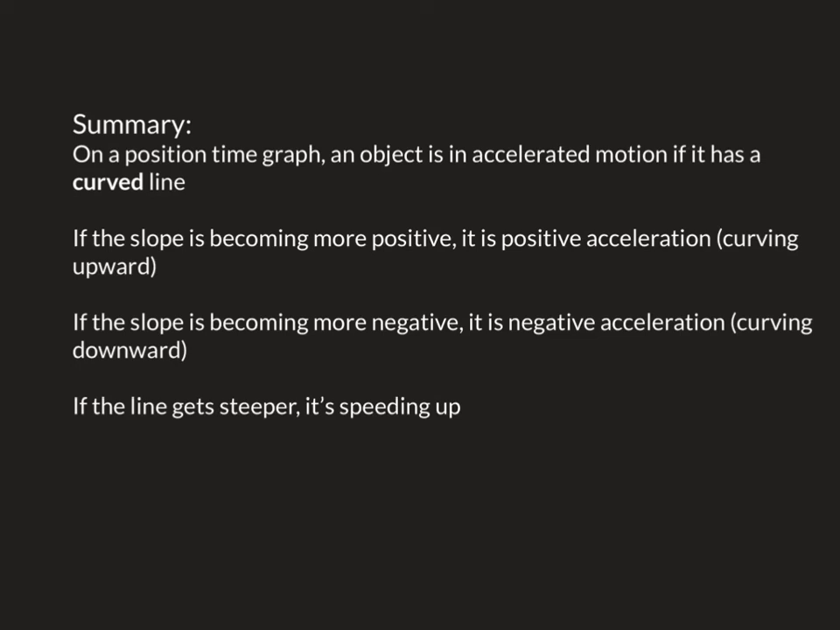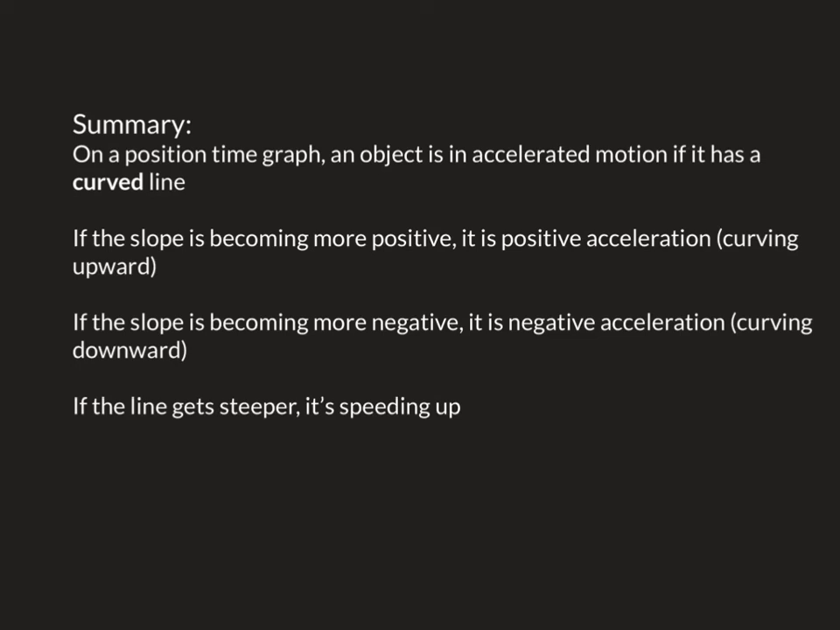So in summary, on a position time graph, an object is in accelerated motion if it has a curved line. As soon as you see the line do this, or whatever it happens to be, that thing is speeding up or slowing down. We're no longer talking uniform motion. If the slope is becoming more positive over time, like it's getting steeper and steeper as it goes upwards, then we have positive acceleration. Easiest way to tell it, though, is look to see if it makes a smiley face or a sad face. Smiley face tells you it's positive acceleration. It's curving upwards. If the slope is becoming more negative, if we have a sad face, it's negative acceleration.